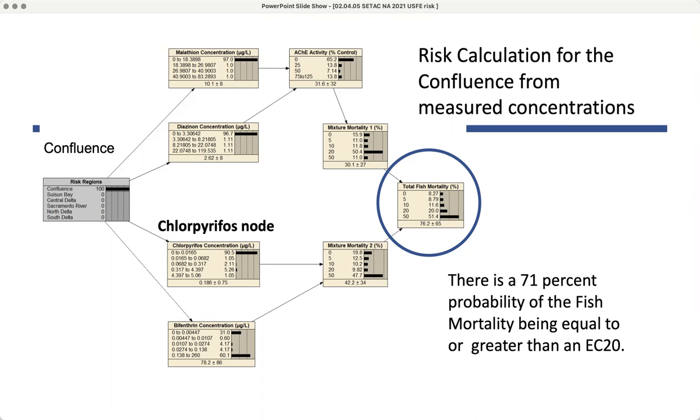There's a 71% probability of the fish mortality being equal to or greater than EC20, which a lot of times means it would probably be over an EC5 or EC10, which is about in the range that people in the past have deemed to be unacceptable. So that's that probability. These are data from that particular risk region, and these are observed data.